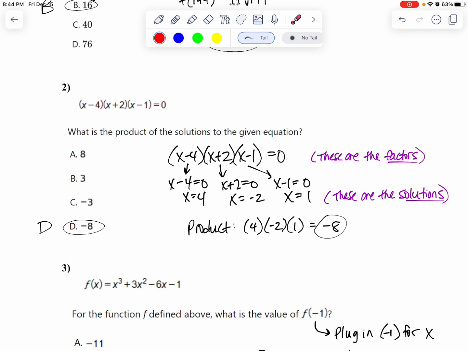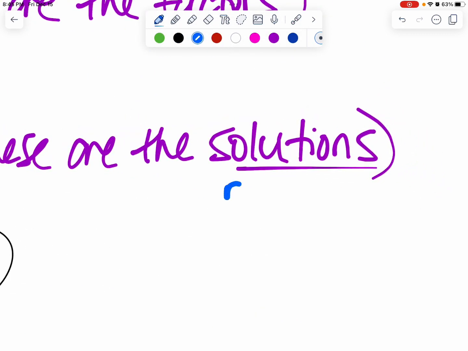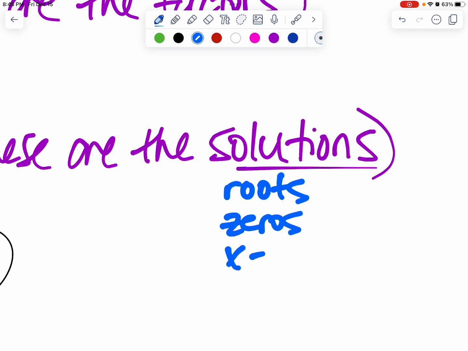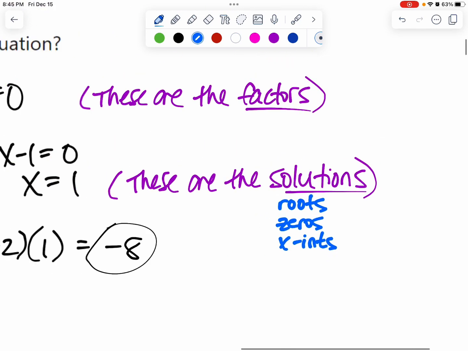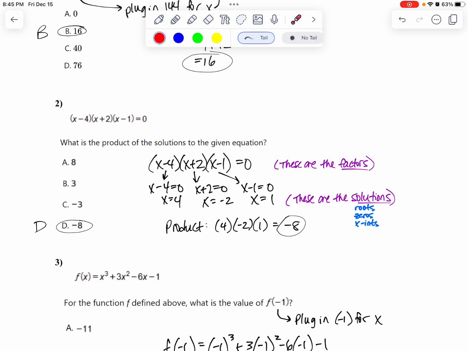How to get the actual solutions or the zeros or the intercepts or the roots. These are all different words that can describe that. I'm going to actually write that. Roots, zeros, x-intercepts. Those are all synonymous. They all mean the same thing. But in this case, they're using the word solution.